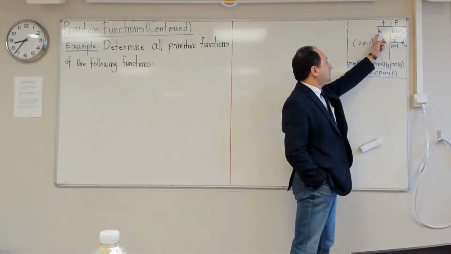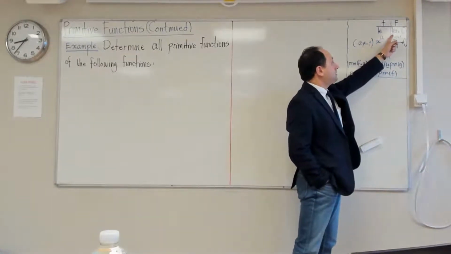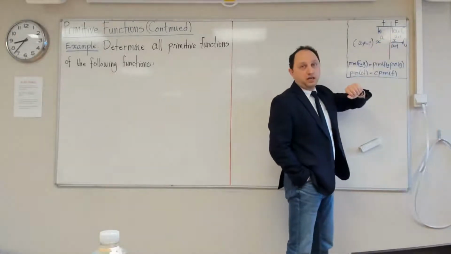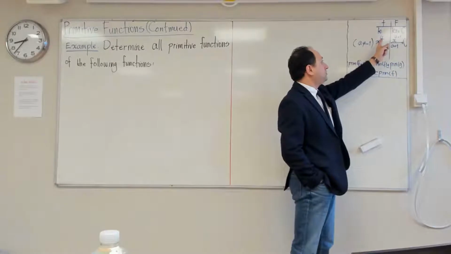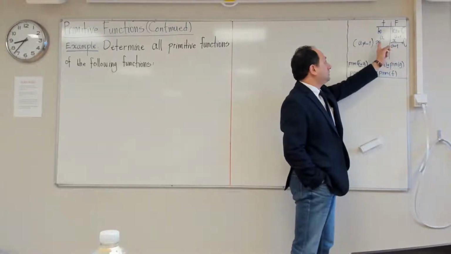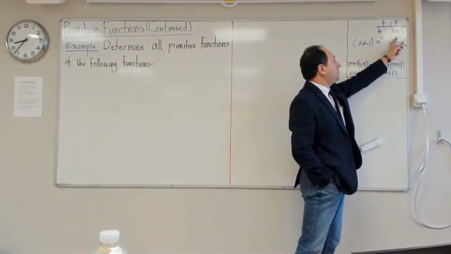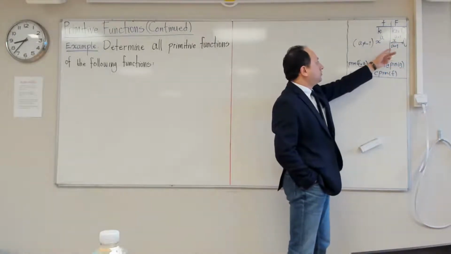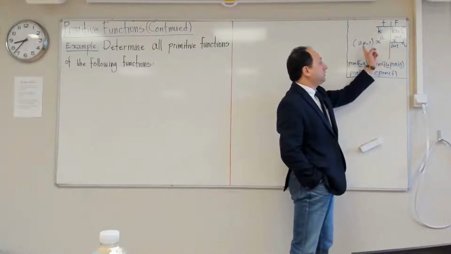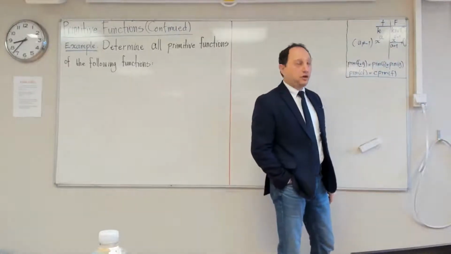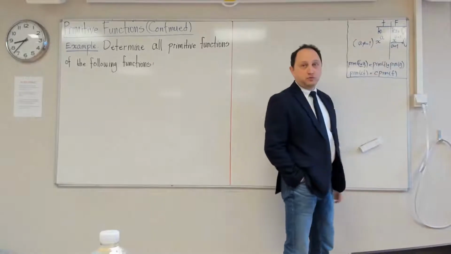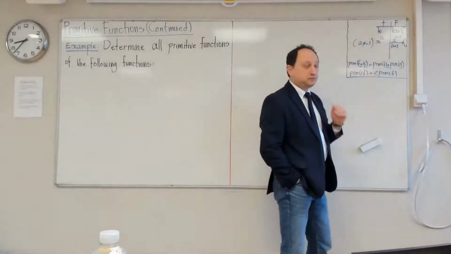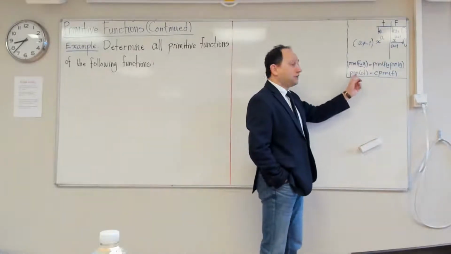If I have a constant function, what is a primitive function for that? k times x. Why? Because if I differentiate kx, it gives me k. And if I have x to some power a, the primitive function is x to the power a plus 1 divided by a plus 1. Of course, this formula works only when a is not equal to minus 1, because otherwise the denominator would be 0.